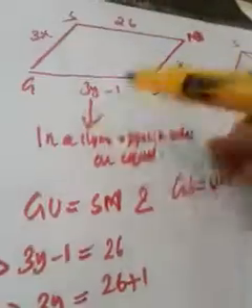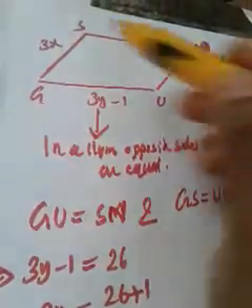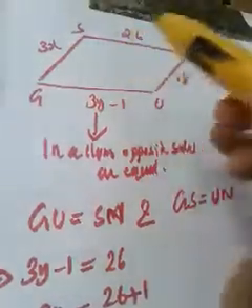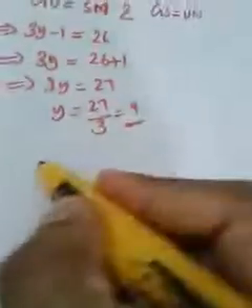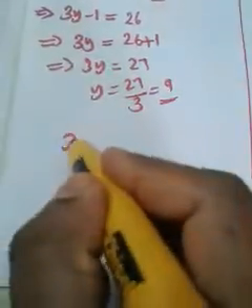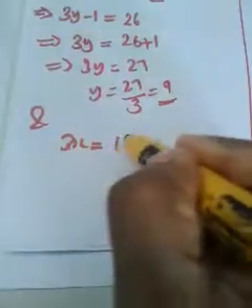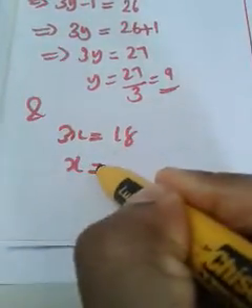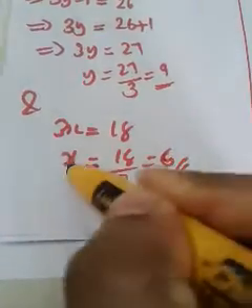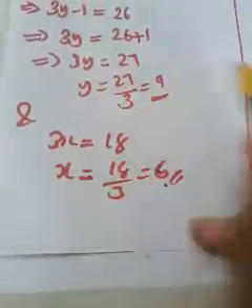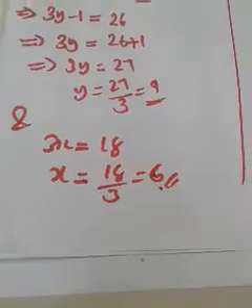By comparing these opposite sides, we will get the value of x also. This opposite side also should be equal. That means 3x should be equal to 18. So what is the value of x? 18 divided by 3 is 6. So here the value of x is 6 and the value of y is 9, by comparing the opposite sides. Very simple, no?